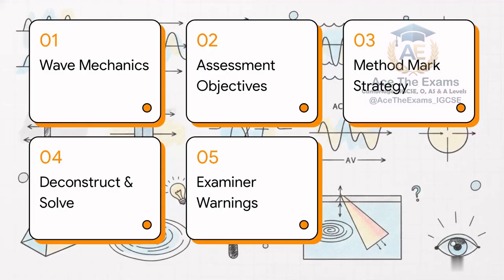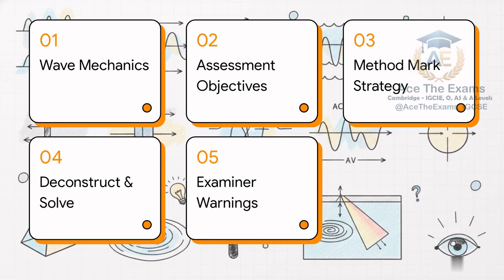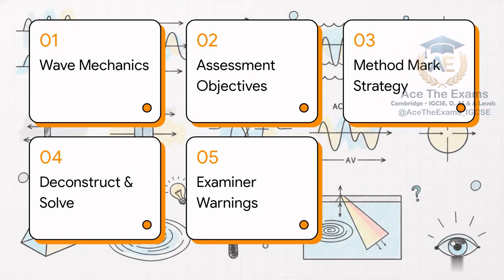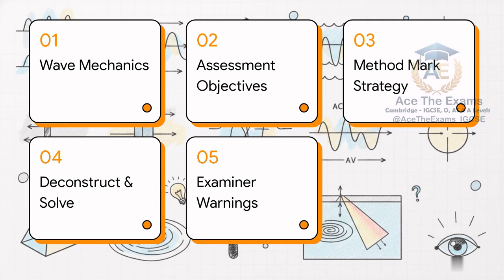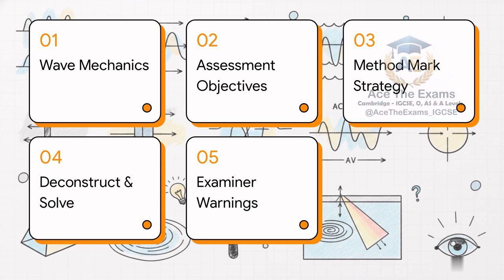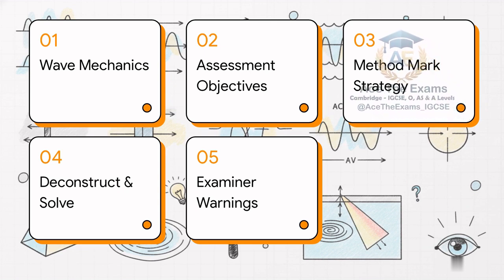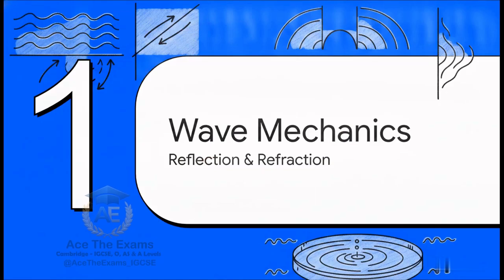So how do we build this system? We're going to map out this complex topic across 5 highly structured sections. We'll start with mastering the mechanics, then move into decoding the core assessment objectives. From there, we'll reveal the incredibly powerful method mark strategy, break down a foolproof problem-solving framework called Deconstruct, Solve, and Evaluate. And finally, we'll look at the top 3 examiner warnings so you can dodge those classic traps. Let's kick things off with Section 1, Mastering Wave Mechanics.